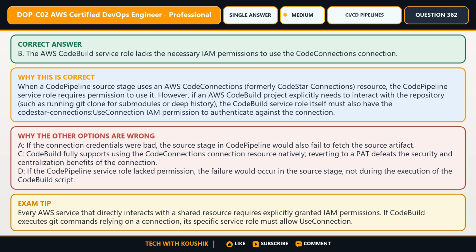A helpful shortcut is this. Every AWS service that directly interacts with a shared resource requires explicitly granted IAM permissions. If CodeBuild executes Git commands relying on a connection, its specific service role must allow UseConnection.